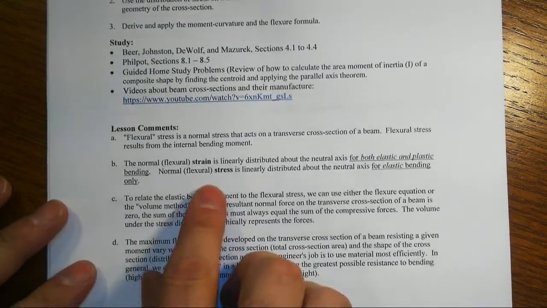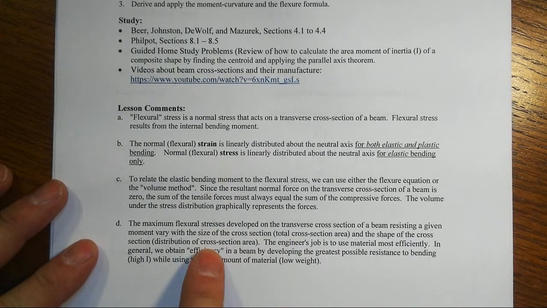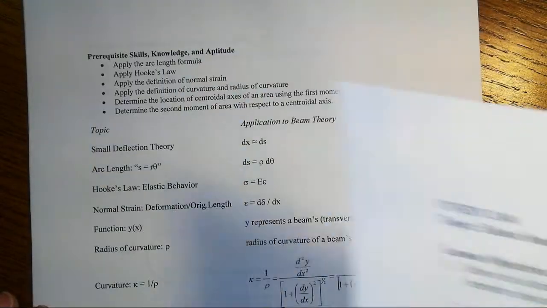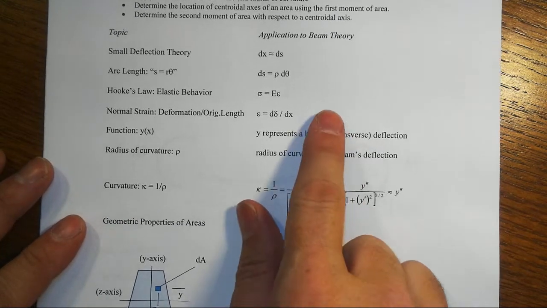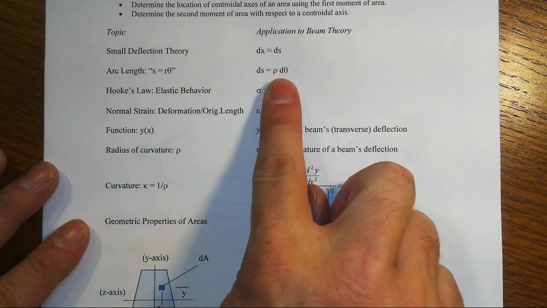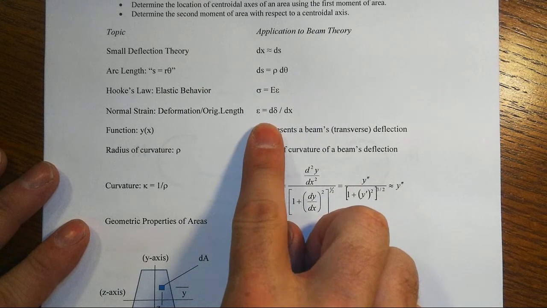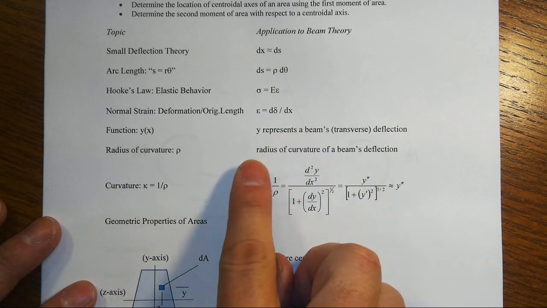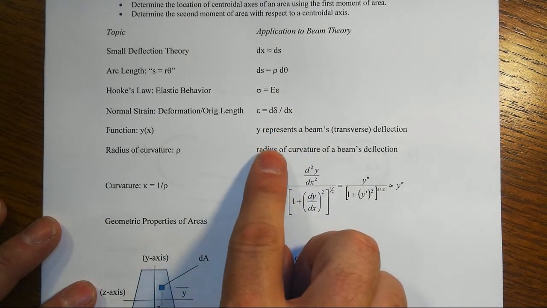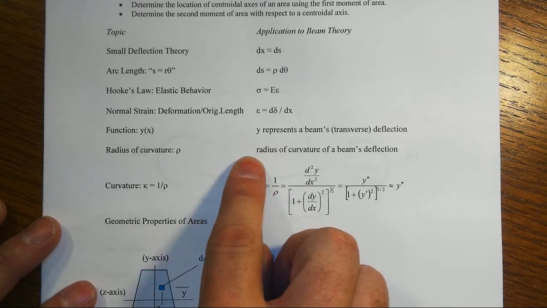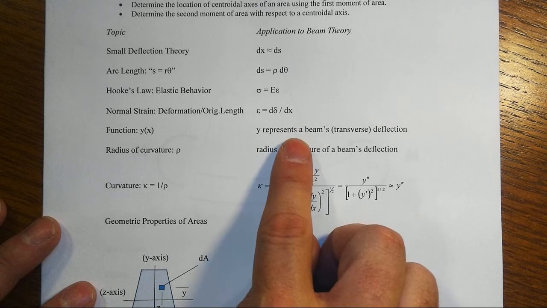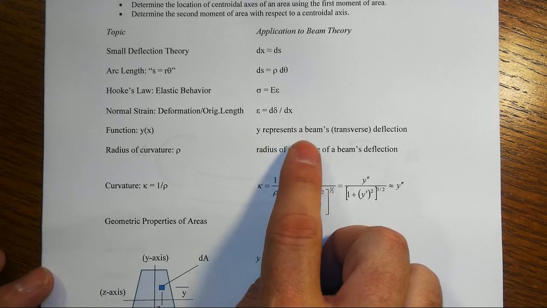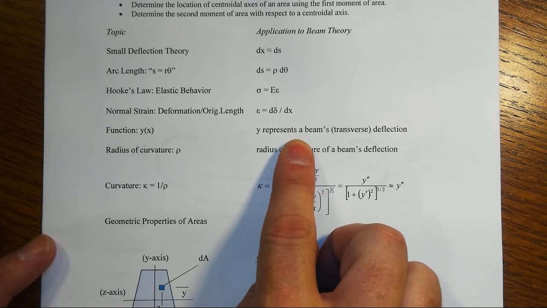You should read through these lesson comments. Those are important, but particularly have at hand as you go through this page the one that talks about the arc length formula, reminds you of Hooke's law, the definition of strain, and what the Y might or might not represent here. We're going to have to be careful about that because different textbooks mean this in different ways. So this is a tricky one sometimes.